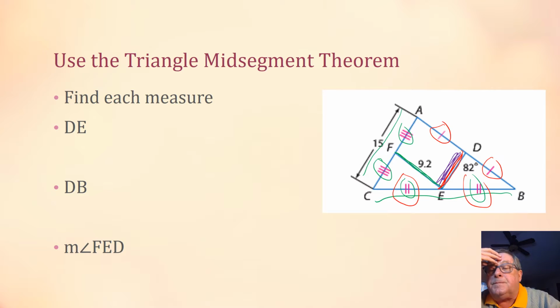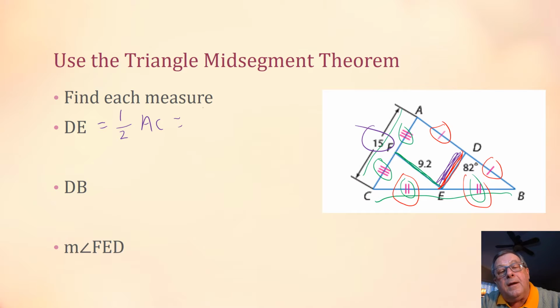All right, so let's see. Since DE is a midsegment between AB and BC, then it must be parallel to AC, which means that DE is going to be 1/2 the length of AC, and AC, we're told, is 15, and so 1/2 of 15 is 7.5. All right, it's not too bad.